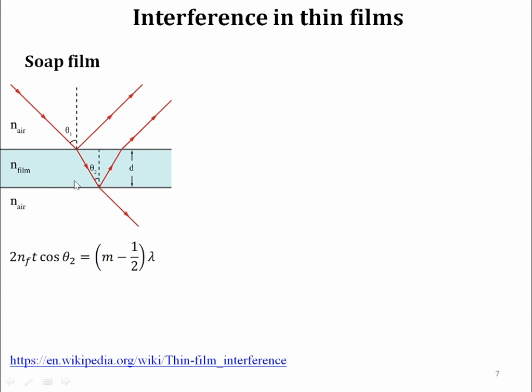So theta 2 was the angle of refraction, right? So 2 nf d cos theta 2 should be equal to m minus half lambda. This is the condition for constructive interference, not destructive. Why m minus half lambda? Because here this portion suffers an additional phase change of pi by 2, and this portion doesn't suffer that. So we have to take delta R to be lambda by 2. So this is delta optical plus lambda by 2, and then this has to be equal to m lambda. So that lambda by 2, when it goes to the right hand side, becomes like this. This is the condition for constructive interference in the soap film.